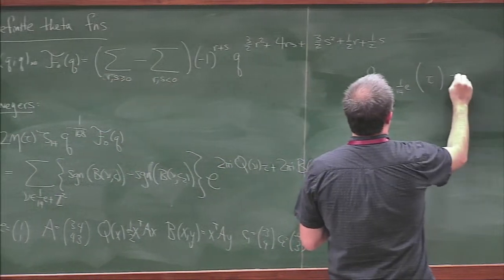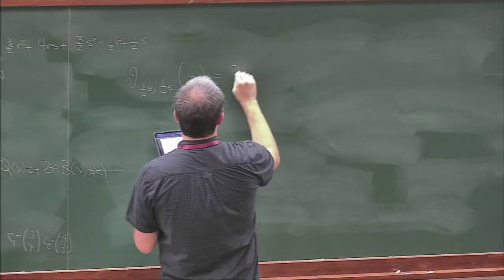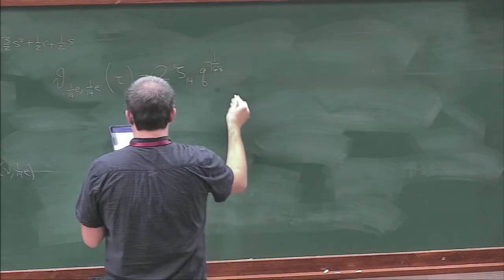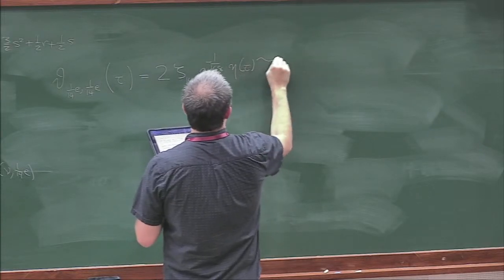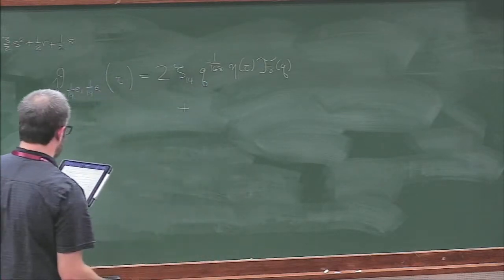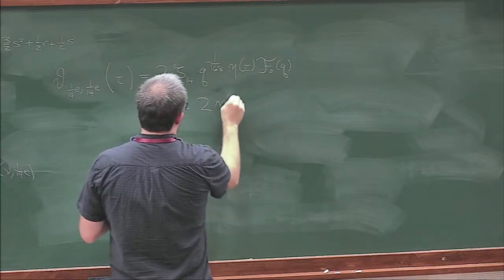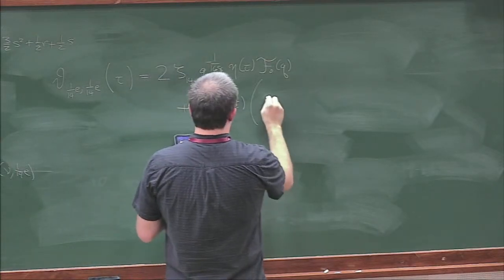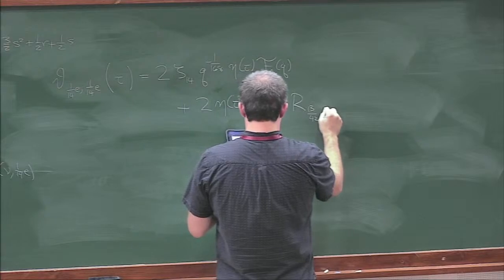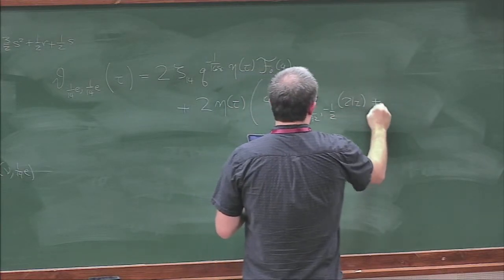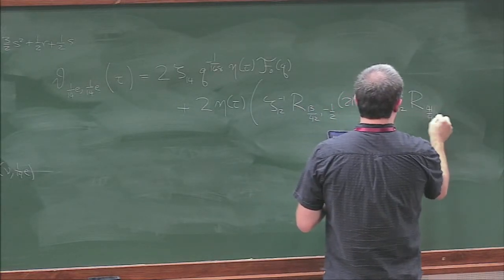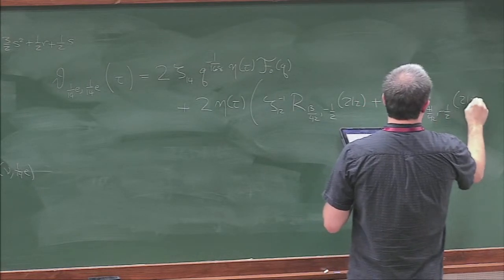So theta of tau, and he shows that this is 2 zeta 14 q to the minus 1 over 168 eta of tau f0 of q, plus, so this is the completed thing, this has a non-holomorphic part, so 2 eta of tau times zeta 12 inverse R 13 over 42 minus 1/2 21 tau plus zeta 12 R 41 over 42 minus 1/2 21 tau.